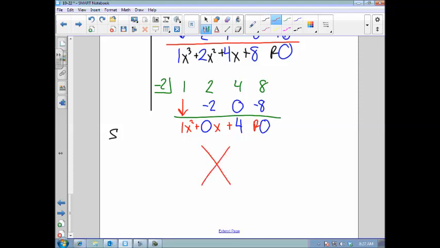a quadratic. So now we look at what two numbers multiply to 4 and add to 0. Once we're to a quadratic, we can use our factoring methods. What two numbers multiply to 4 and add to 0? Joseph?